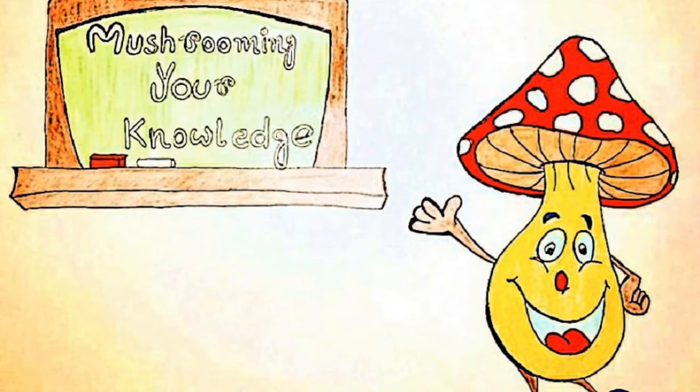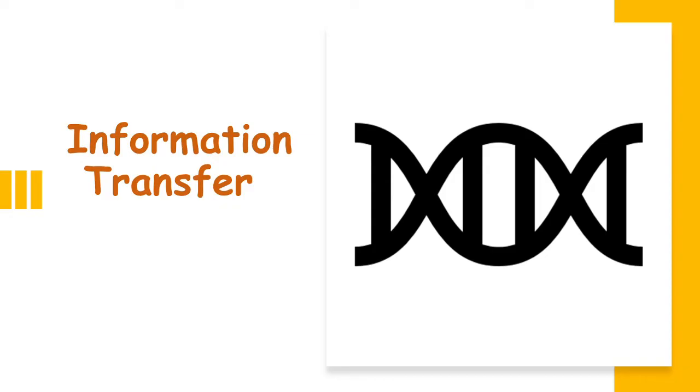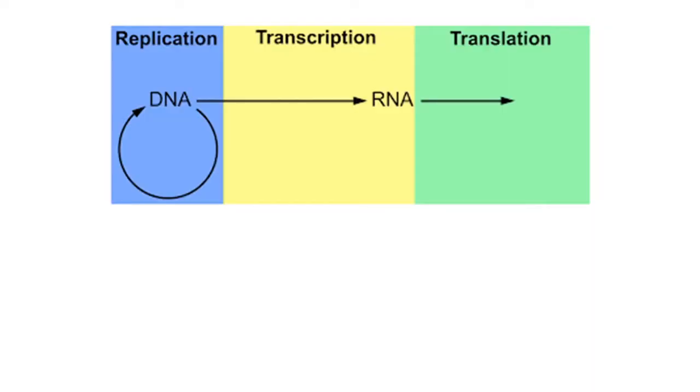Today we are going to discuss an interesting topic in biology, that is information transfer. The name information transfer itself carries some information about our video, that is the process of transfer of the data from DNA to protein. So the first step is replication, the second one is transcription, and the third one is translation.